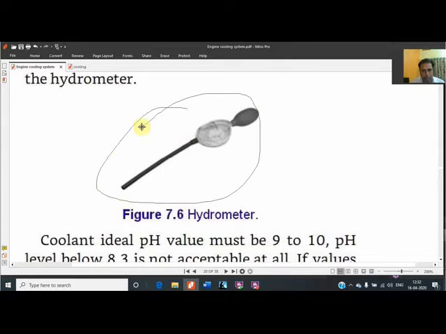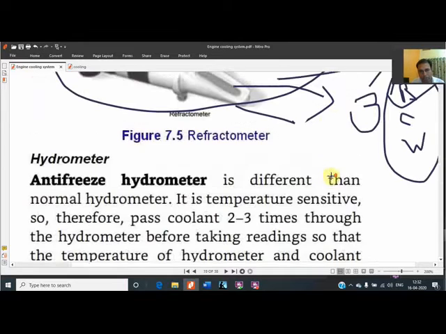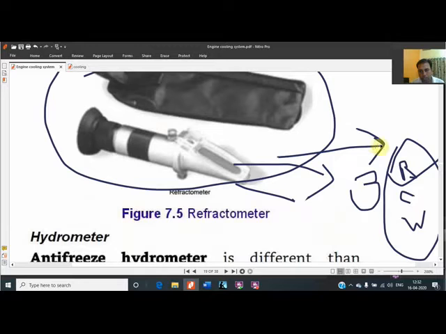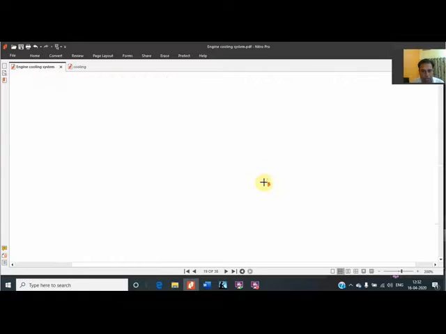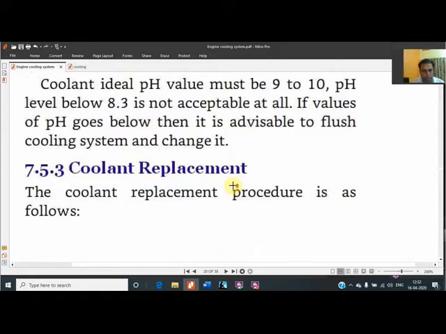A special type of hydrometer is there in which floats are available to show you at what point the freezing capacity of this coolant is. In a refractometer also we came to know it is used to check only the freezing point of the coolant, and in a hydrometer also we used to check the freezing point of the coolant. Means we are concerned with only one thing, that is freezing point, in both cases.